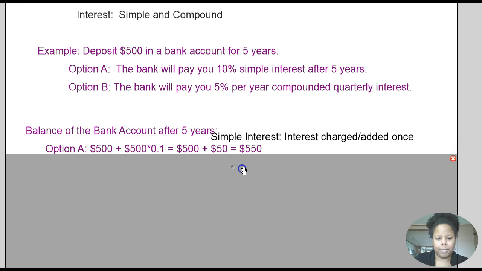Well, after 5 years, simple interest, which means interest charged or added once, will get 10% of 500, which is $50, and therefore the total amount you'll get back at the end of the 5 years is $550.